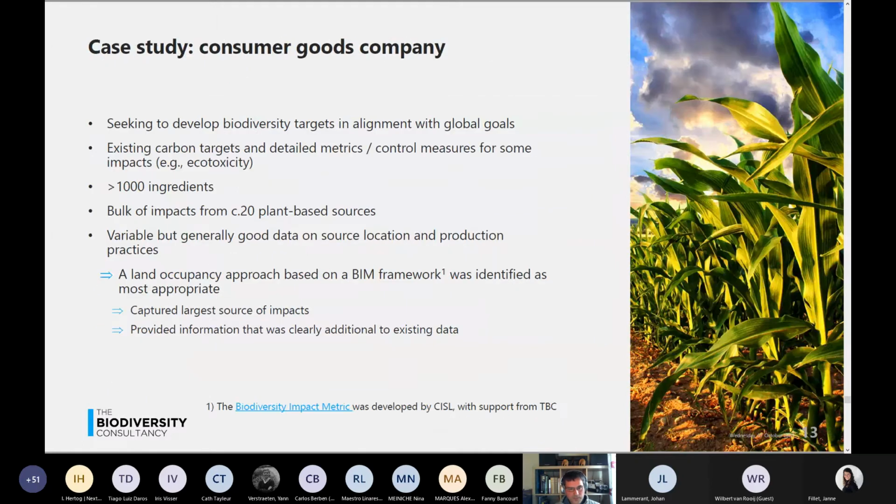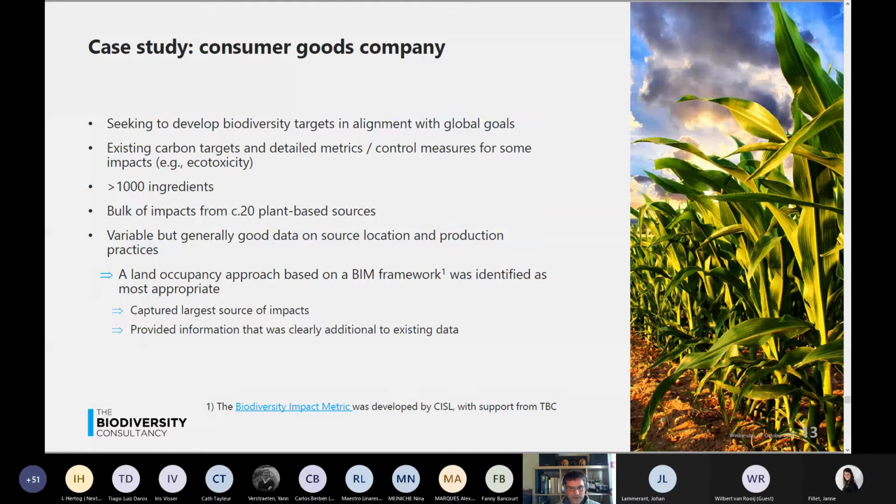Next slide, please. So this was a consumer goods company who were seeking to develop biodiversity targets in alignment with global goals. They already had existing targets on carbon and detailed metrics and control measures for some impacts, like ecotoxicity. So that they sort of felt was already covered. It was a large number of individual ingredients, but they could be traced back to a smaller number of mostly plant-based sources. And they actually had quite a high level of resolution on source location and production practices.